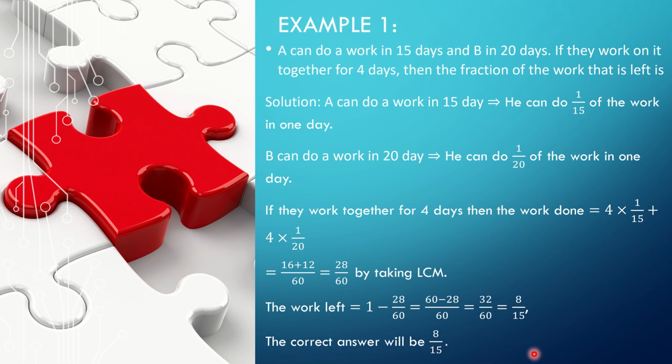So 8/15 fraction of the work is still left. That's the correct answer, and if you are given some options, simply pick this option. So 8/15 fraction of the work will be left behind if they work 4 days together.